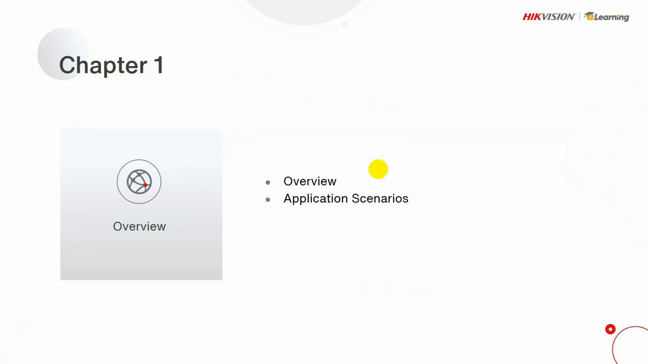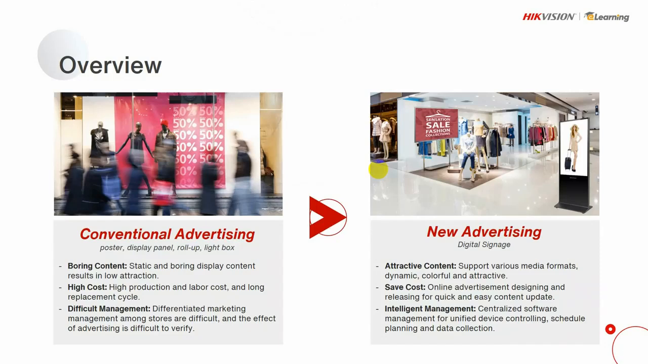Let's take a look at the overview first, start to know about our digital signage products, and take a look at the system topology. We can see there are posters and light boxes everywhere in, for example, the shopping mall, right? They are being used for advertisement. But the content of those kinds of posters can't change, right? Since some of them can only be used once. And it costs a lot of labor.